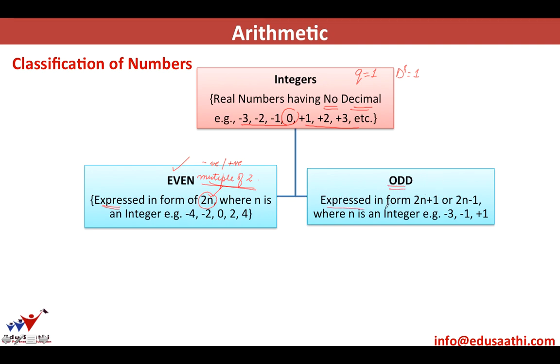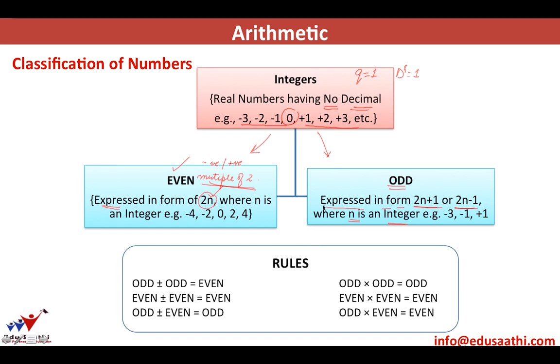So they are expressed in the form 2n plus 1 or 2n minus 1, where n again has to be an integer. So multiple of 2, even, not a multiple of 2, odd.